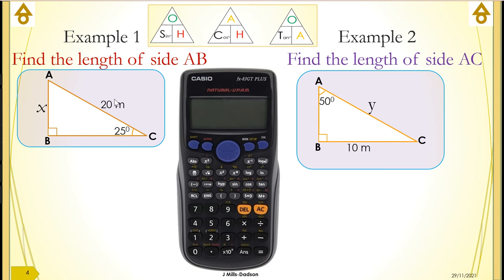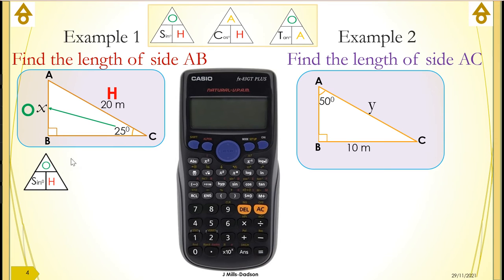Some people will tell you name all the parts and cancel out what you don't need. I will suggest name the relevant parts. So given this angle 25, x is the opposite, 20 is the hypotenuse. Now you check the triangle. The only triangle that has got opposite and hypotenuse is sine. So that means I'm going to use a sine triangle to work out the x which represent the opposite.